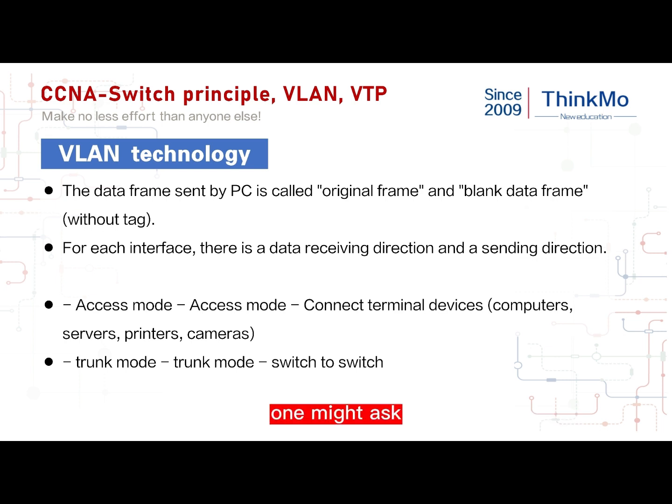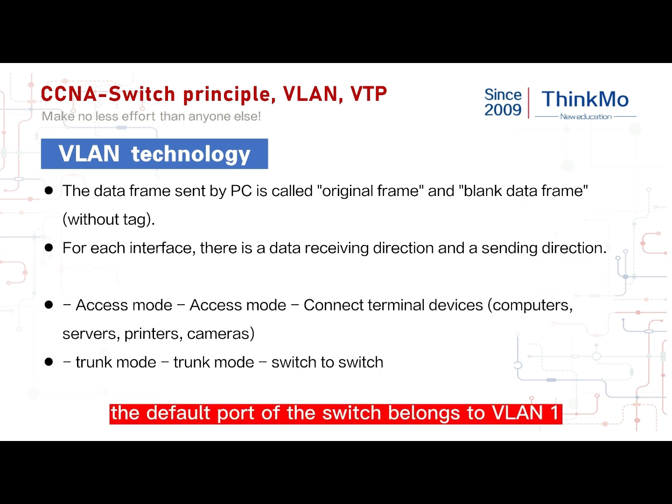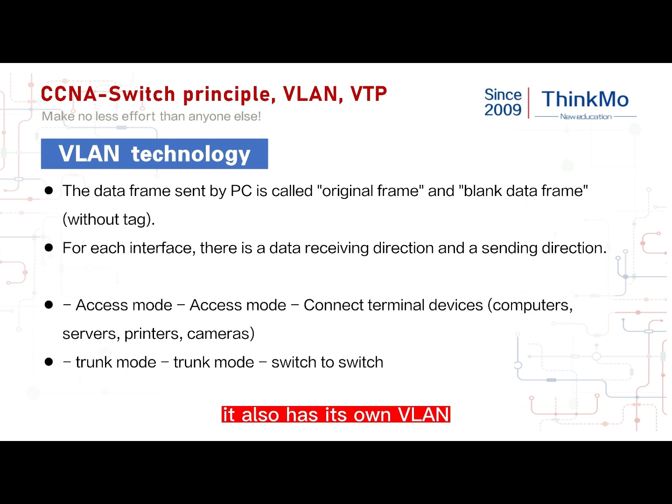One might ask, does the full switch have VLAN? The full switch has a VLAN 1 by default. A switch for dummies is also a switch. The default port of the switch belongs to VLAN 1. It also has its own VLAN. But it's just that it can't be configured.